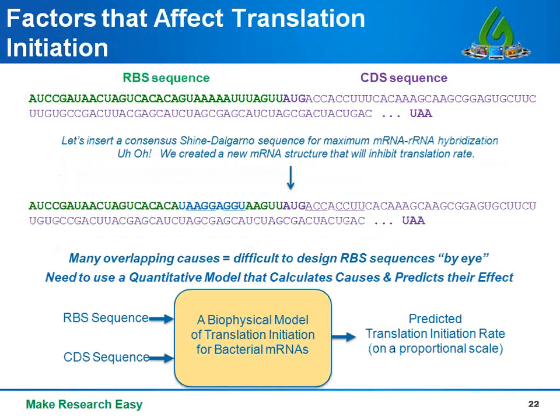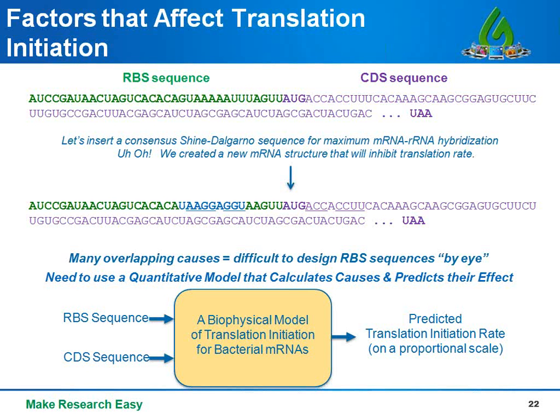So for example, let's say that you've got a sequence that you're starting with and you'd like to increase the translation initiation rate. So you say, well, actually, this RBS region doesn't have a consensus Shine-Dalgarno sequence in it. So maybe if we add one, that will maximize the interaction between the mRNA and the ribosome, and we'll be able to boost our expression level. Well, in this case, you can see, when you added the Shine-Dalgarno sequence, you actually created a new mRNA structure of a hairpin loop that will inhibit translation initiation.